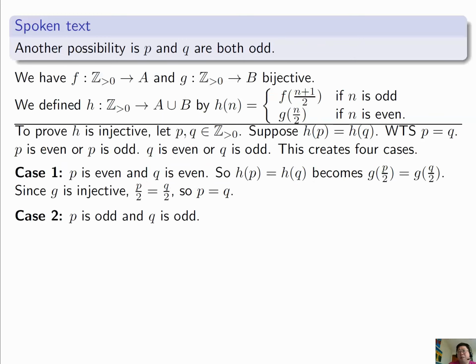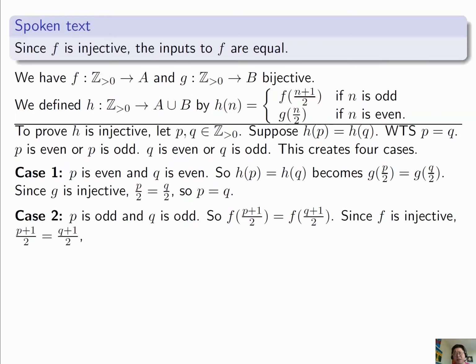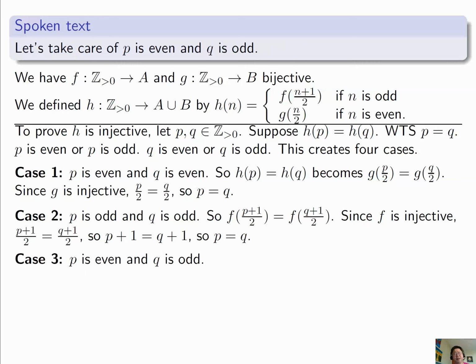Another possibility is p and q are both odd. Using the first piece of h's rule, f of (p plus 1) over 2 equals f of (q plus 1) over 2. Since f is injective, the inputs to f are equal. Multiply on both sides, we get p plus 1 equals q plus 1. Subtracting on both sides, p equals q.